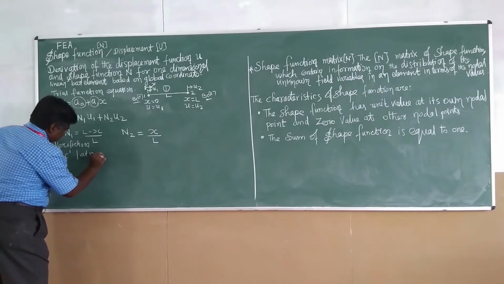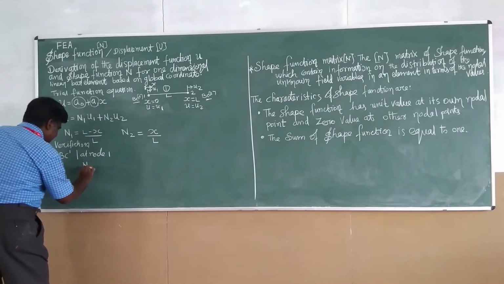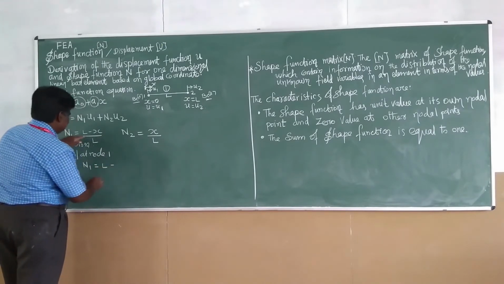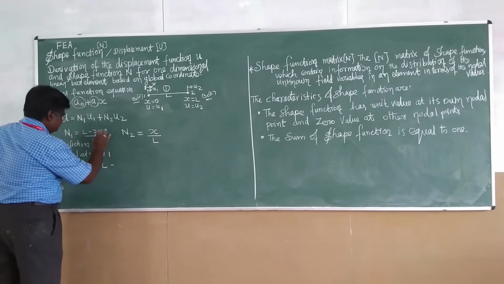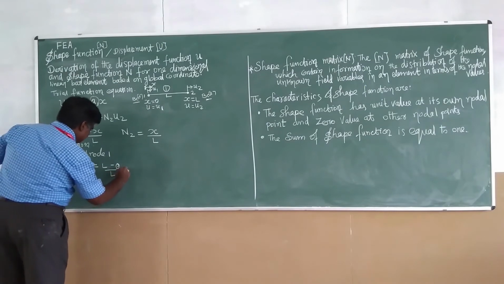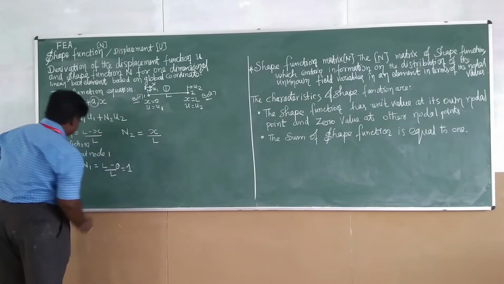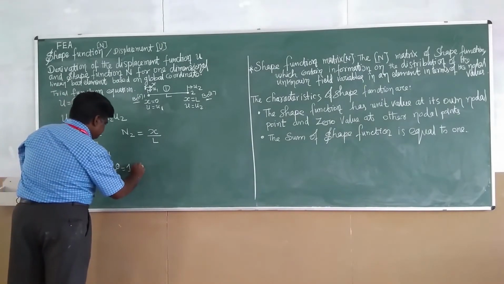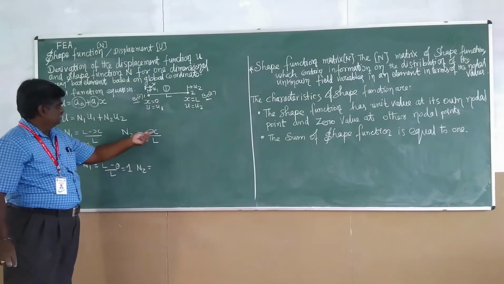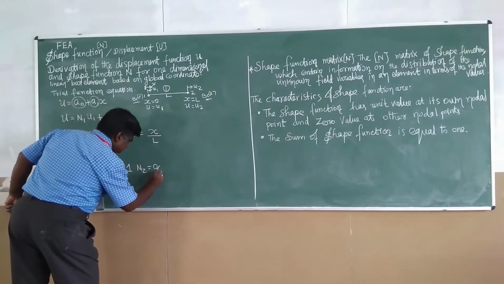At boundary condition 1, at node 1, N1 is (L minus x) divided by L. With x equal to 0 at the boundary condition, L divided by L is 1. This is the Lagrange shape function. Similarly, the next shape function is N2, x divided by L. So x is 0, divided by L, gives 0.